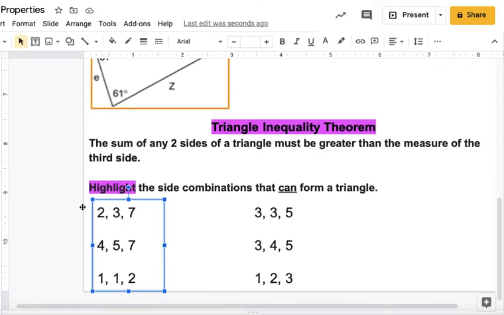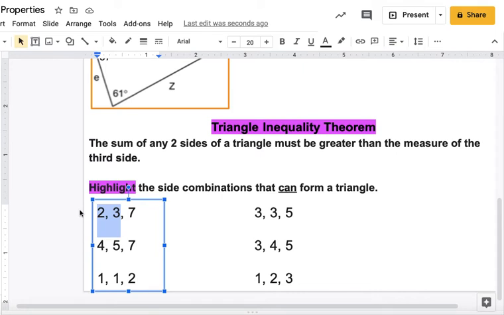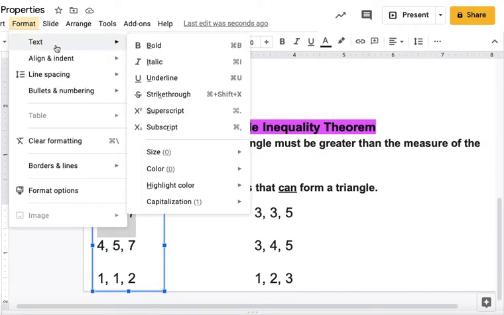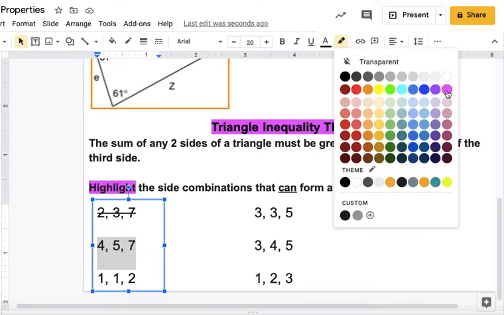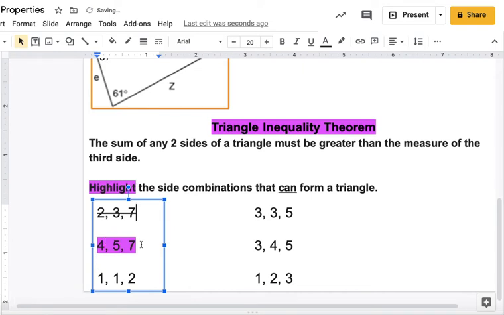So in this first potential triangle, 2 and 3 are our smallest sides. 2 plus 3, we know, is 5. That's actually not greater than 7. So this would not form a triangle, because the sum of these two sides is less than the longest side. Let's try again. 4 and 5 are our smallest sides. 4 plus 5 is 9. That is greater than 7. So it would be possible to form a triangle with these three sides.